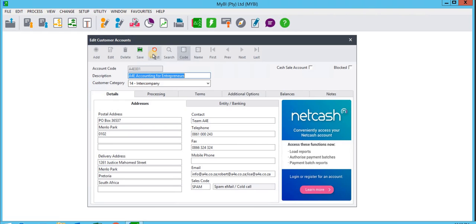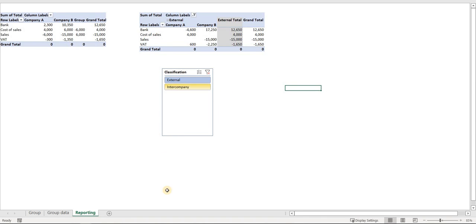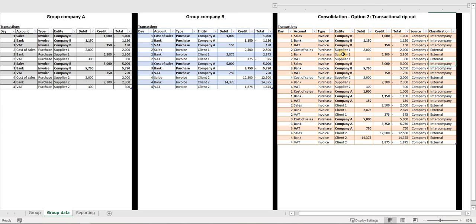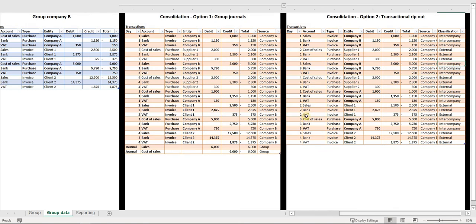All right, so I'm not going to save this obviously because that's just an example here. So that's the two different methods that we've identified. There's the transaction rip out method, and then obviously this method over here, which is the group journal method.